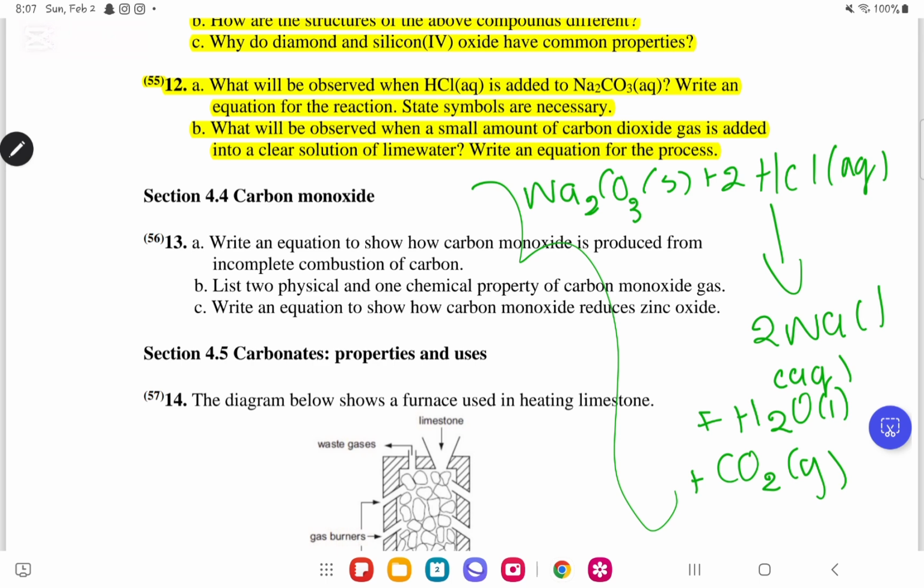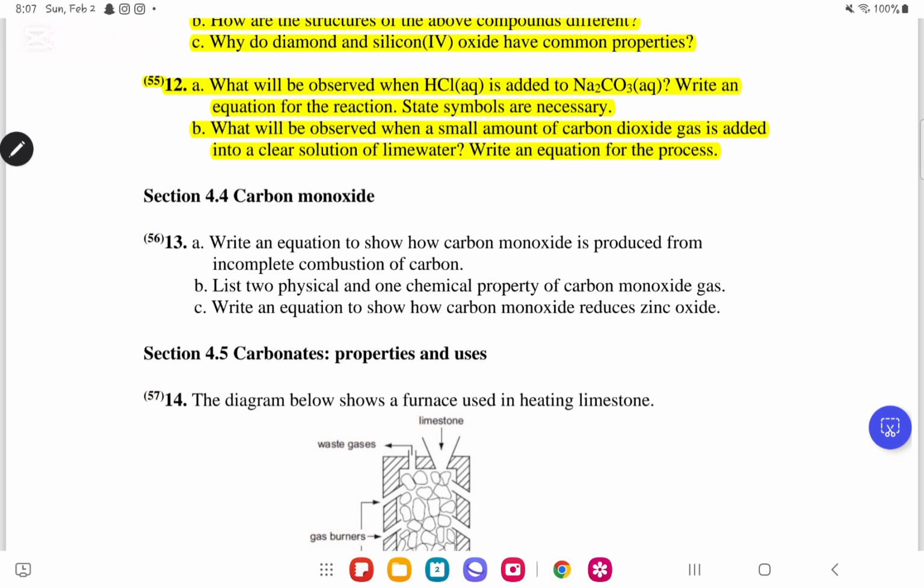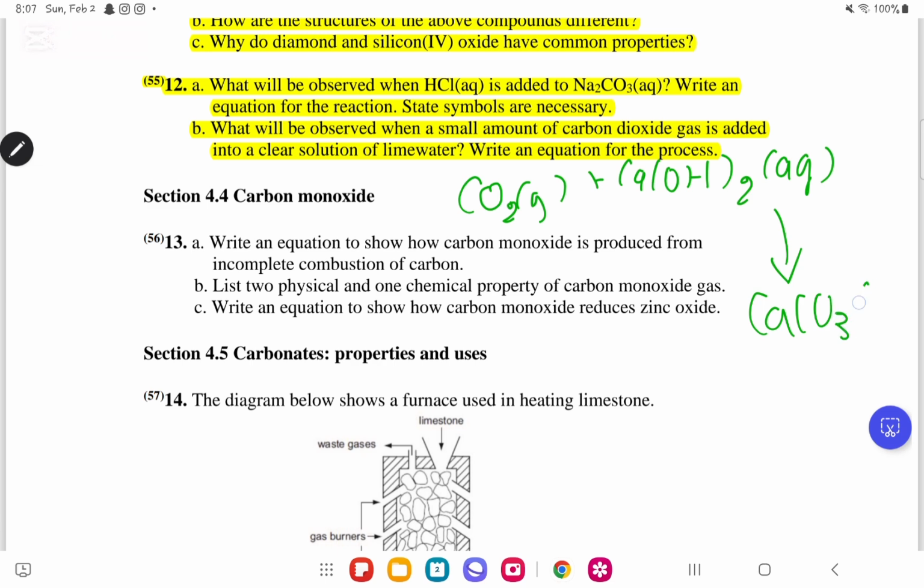Then they said, what will be observed when a small amount of carbon dioxide gas is added into a clear solution of lime water? Very simply, you will see a white precipitate, and the equation is CO2 gas plus Ca(OH)2 aqueous is going to give us CaCO3 solid plus H2O liquid. Okay?